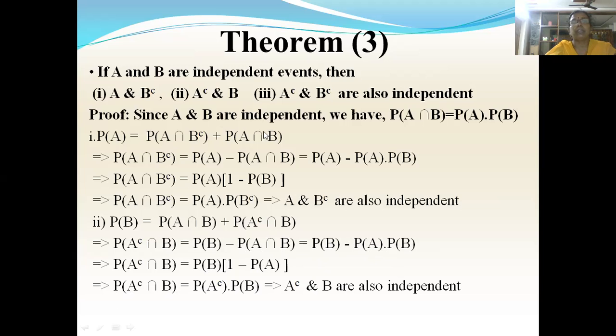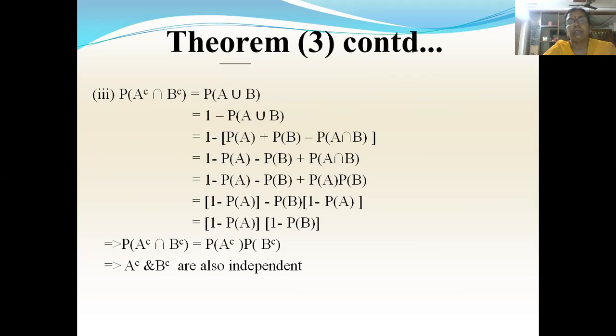Now we have to prove this third bit. What is the third bit? We have to prove that A complement and B complement are also independent. That means we have to prove that P of A complement intersection B complement is equal to P of A complement into P of B complement. That we have to prove. So how to prove that here? So what we have to find? P of A complement intersection B complement. This is nothing but P of A union.